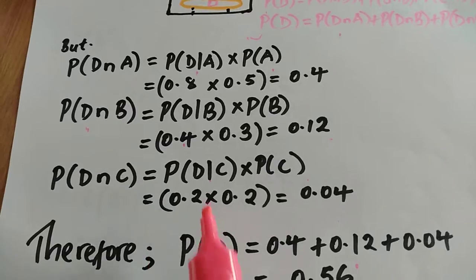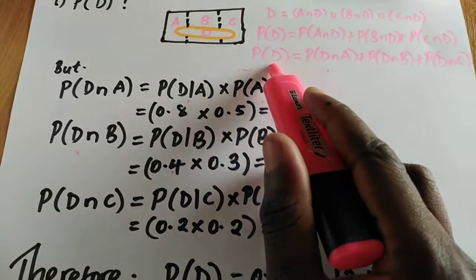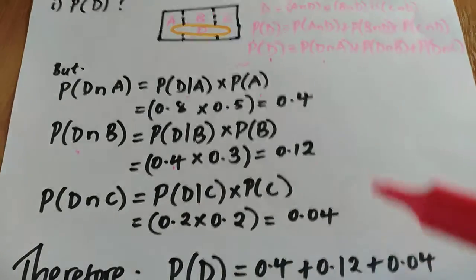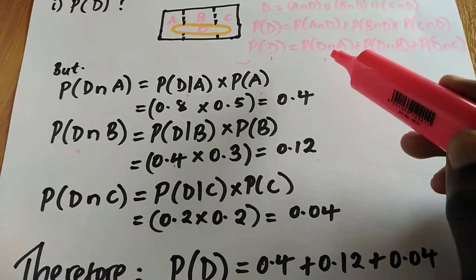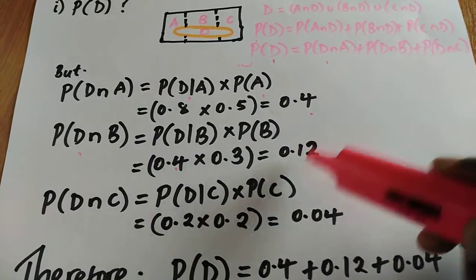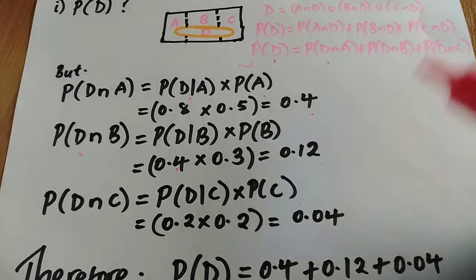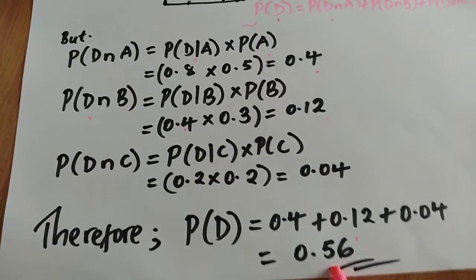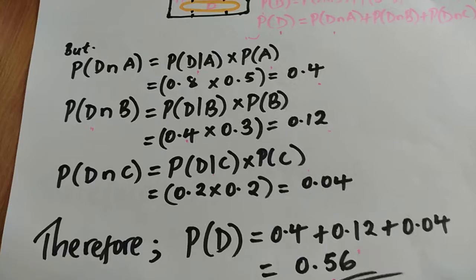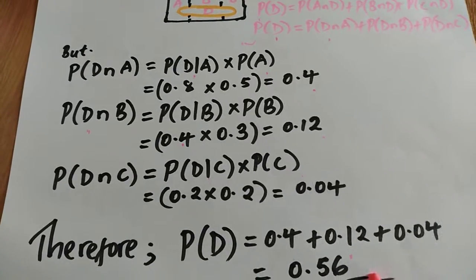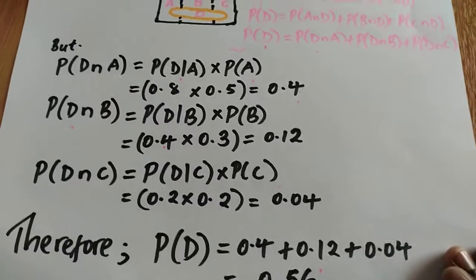Therefore, the probability of D, which is the whole of that, is given by adding all of that. This is 0.4, this is 0.12, and this is 0.04. So we just add them to get the probability of chest pain. That is, what is the probability that a person at the outpatient clinic experiences chest pain? It is 0.56.